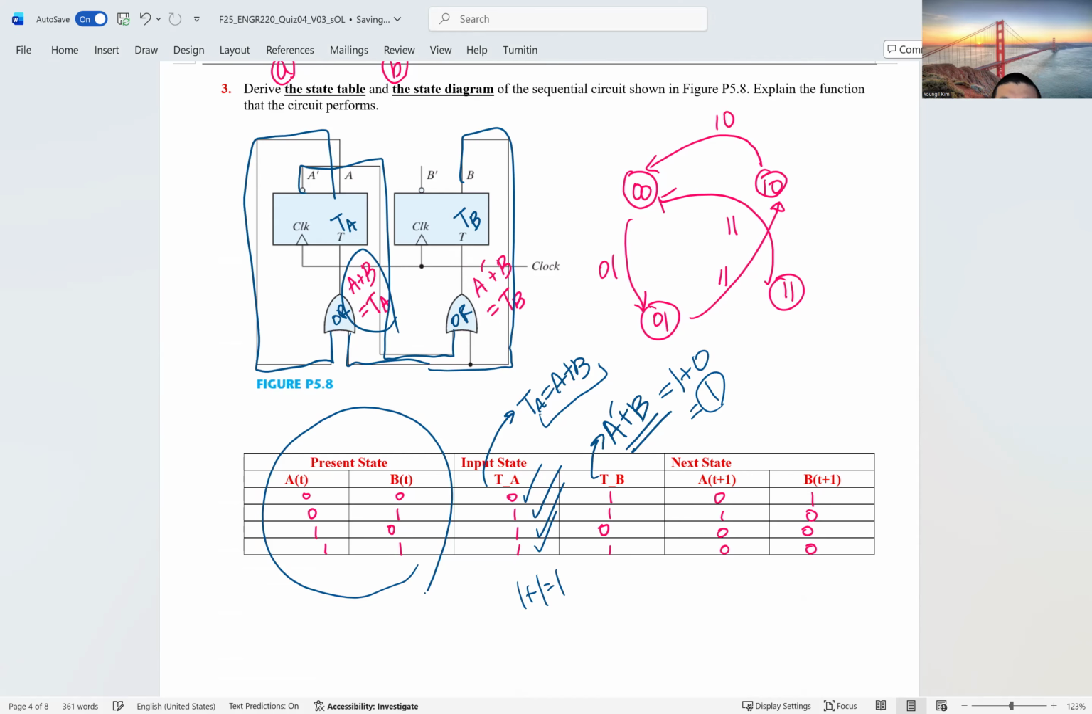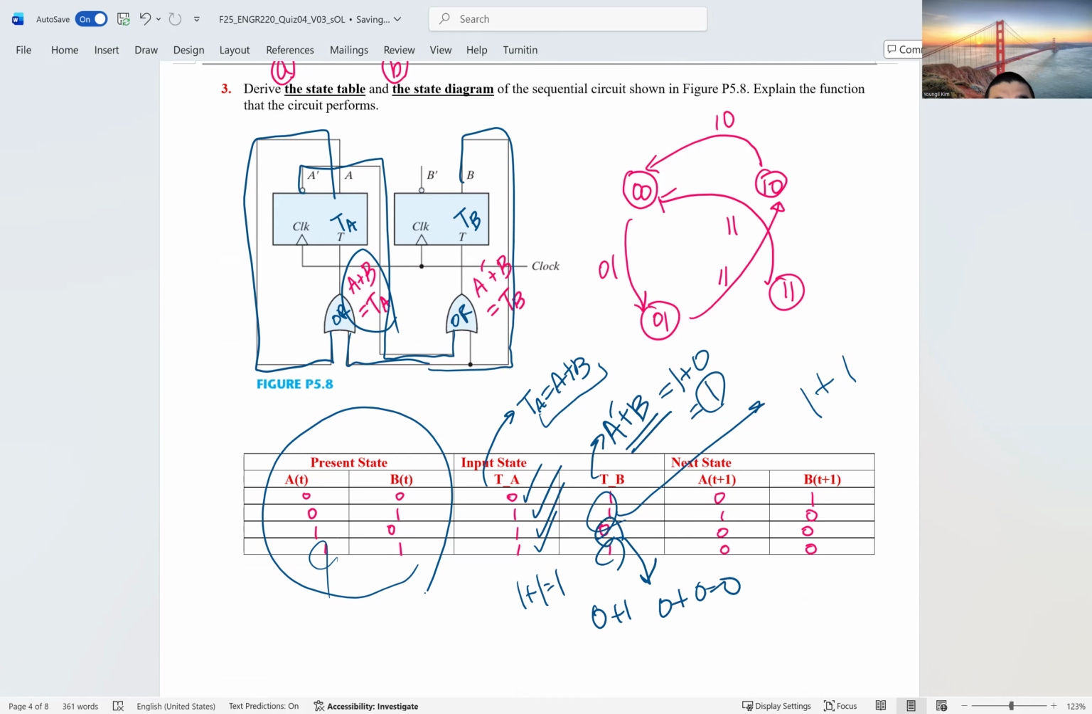Okay. And then T sub B is A prime plus B. When A prime is 1 and B is 0, B is 1. And the second one, A prime 1 plus B is 1. So that was 1 here. Okay, 1 plus 1 is 1. How about this one? That one, 0 plus 0 is 0. How about this one? 0 plus 1, because A prime is 0. Something like this, okay?